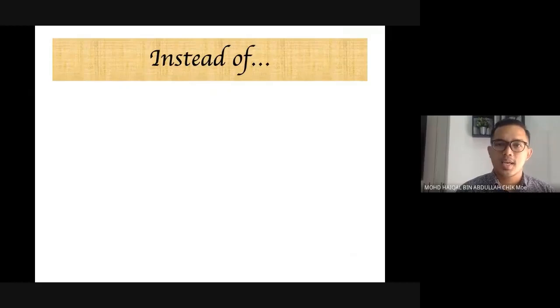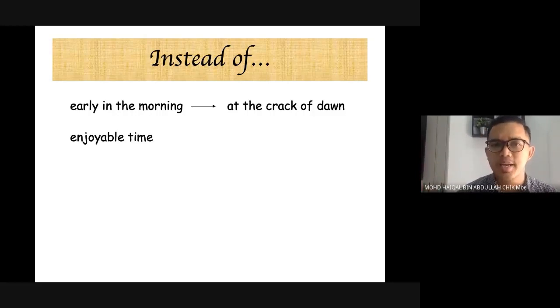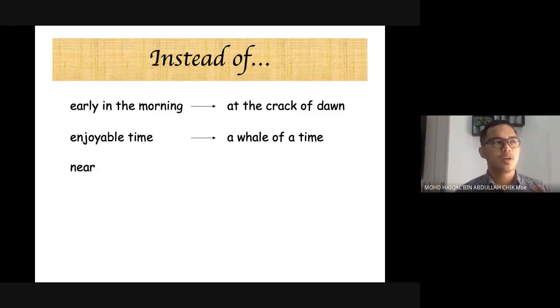I'd like to share some bombastic phrases and idiomatic expressions with you, since this is a sharing session. Instead of early in the morning, maybe you can use at the crack of dawn. Ali and his family traveled to Pulau Langkawi early in the morning. Ali and his family traveled to Pulau Langkawi at the crack of dawn. Enjoyable time: they had an enjoyable time in Langkawi. You can use a whale of a time. They had a whale of a time in Langkawi. Near: the workshop was near his house.